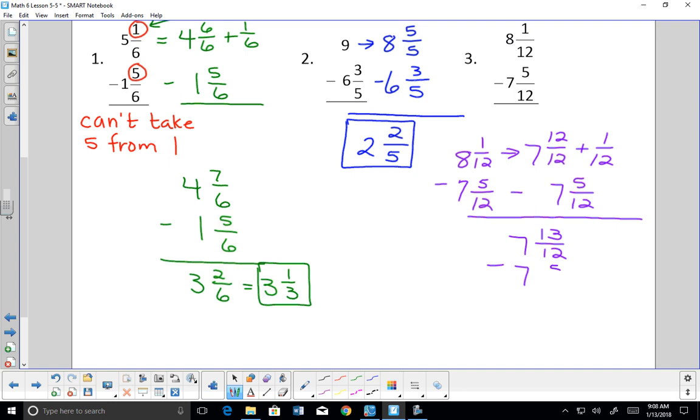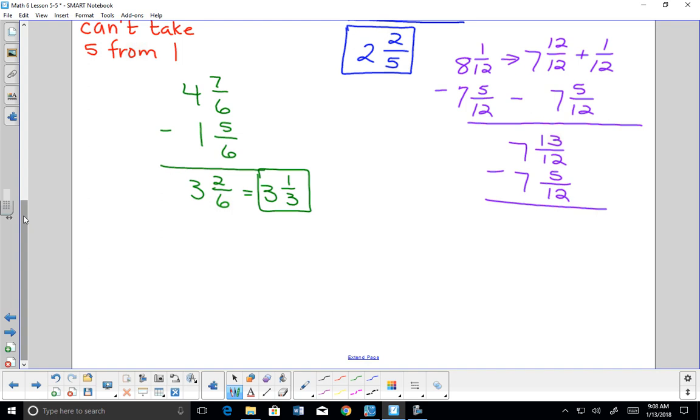Okay, 7 minus 7 is 0, so I can just leave it alone. I don't have to put a 0 when I'm working with a mixed number. 13 minus 5 is 8. 8/12 reduces, divisible by 4. 4 goes into 8 twice. 4 goes into 12 3 times. And I end up with 2/3 as my final answer. Let's take a look at some more problems.